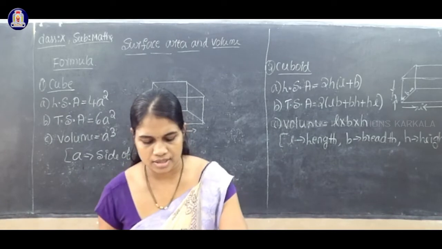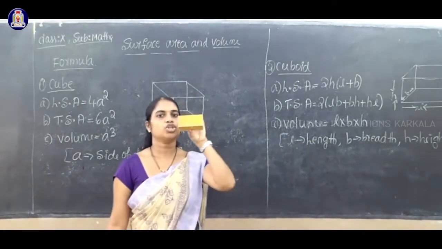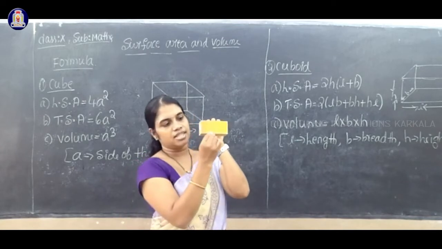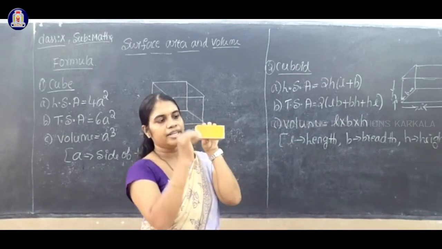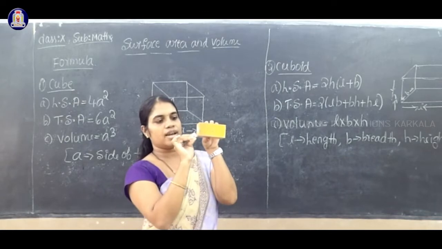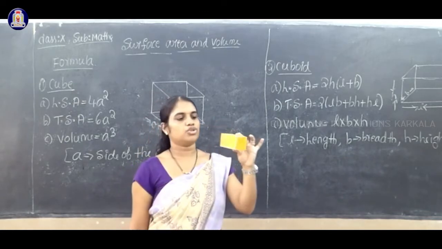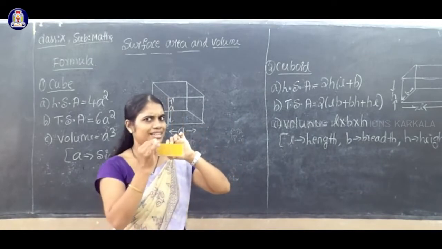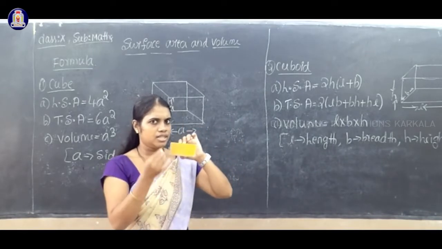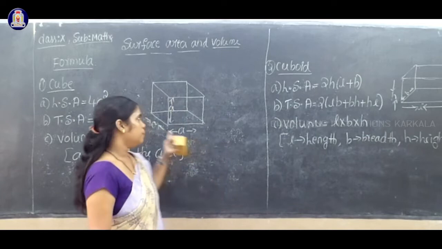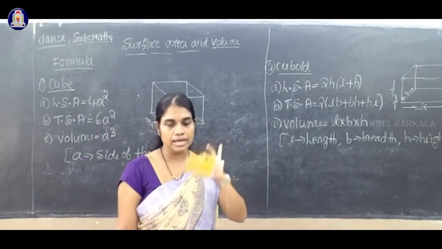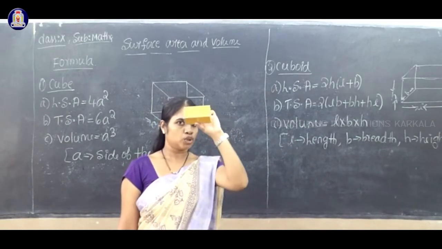See, this is a cuboid. In the case of cuboid, this is the length, this is your height, as well as this is your breadth. Understood now? You can observe here, your cuboid has rectangular faces, isn't it? But cube means square faces, right? So this is about the cuboid.